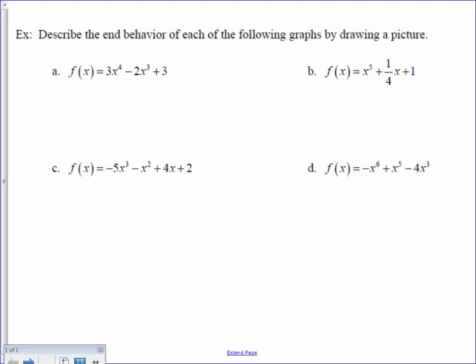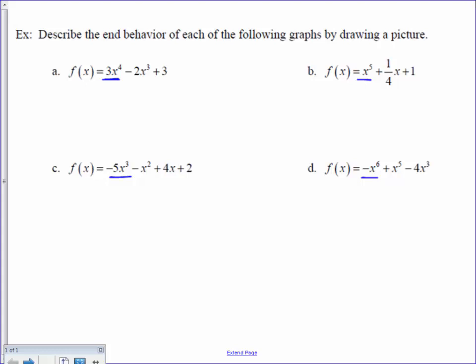In this example, we have been asked to describe the end behavior of each of the following graphs by drawing a picture. I'm going to refer back to the prior video where we were basically finding out which direction the ends pointed, and it's based on the leading term. Notice that for each of these examples, the leading term is actually first. So each one of these has the leading term as the first term, and the other powers are written in descending order.